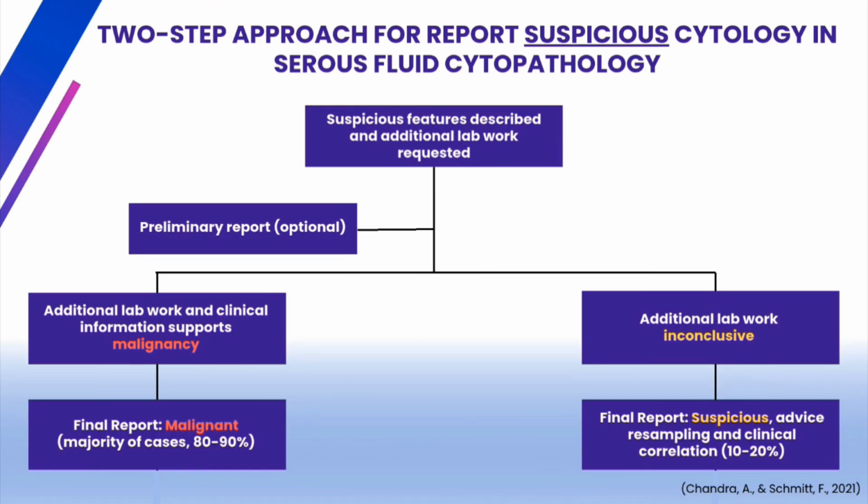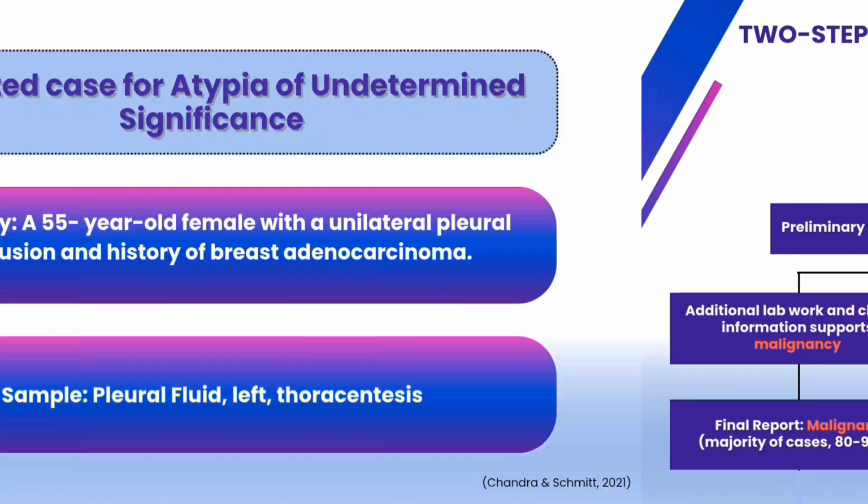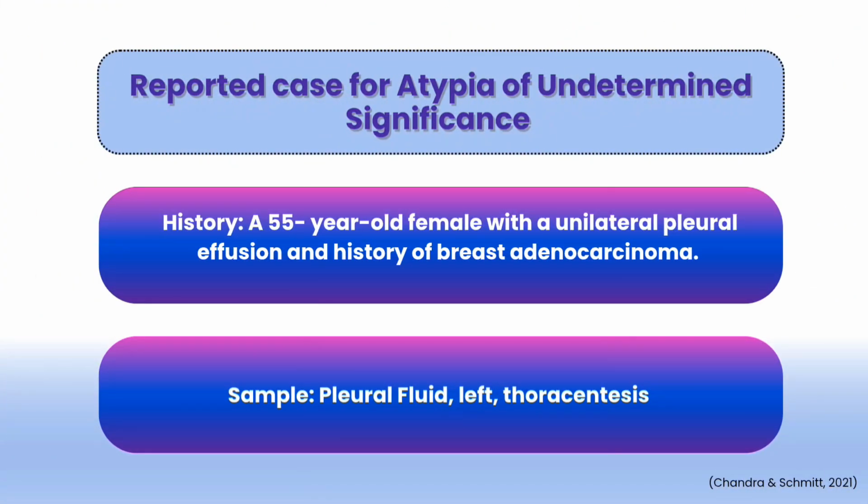Basically, it is just the same as the two-step process for AUS; the difference is just the results for the cell identification and the results for additional lab work. The process is still the same, it includes a two-step process. Now we are going to dive into the reported case for atypia of undetermined significance.